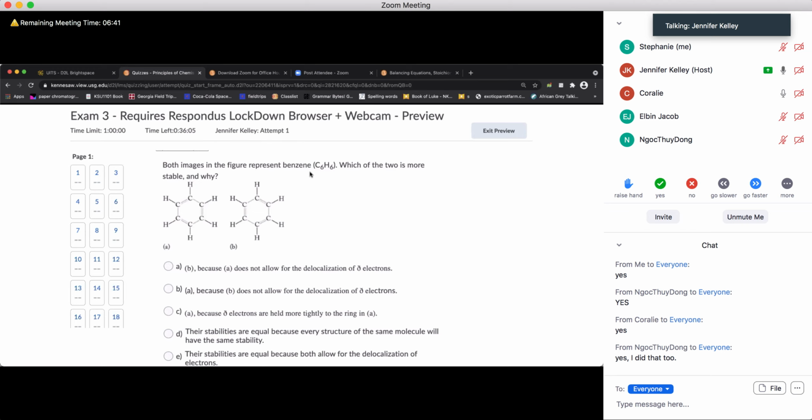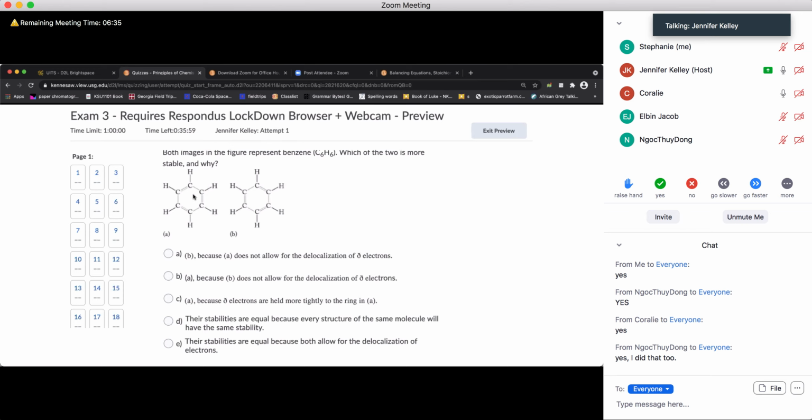Both images in the figure represent benzene. That's correct. Which of the two is more stable and why? If you look at them, you should be able to tell that they are resonance structures of each other. So neither one is better than the other one. They should be equal.